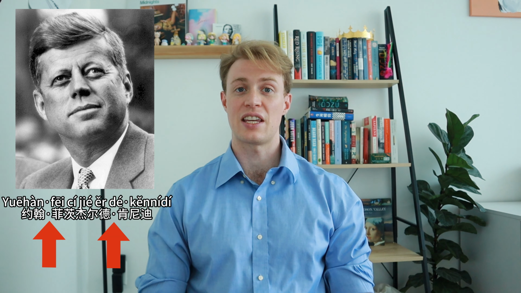But the way that you express a foreign name in Mandarin is by keeping the original order of the name, but expressing it in Chinese characters. Take a look at JFK's name right here. You'll notice the dots in between the characters indicate different parts of his name, so first, middle, and last.